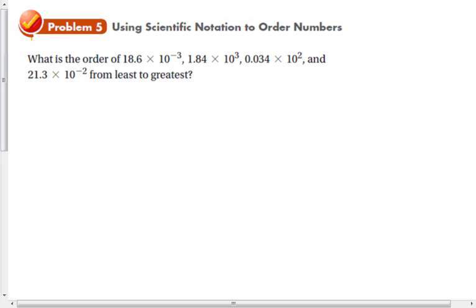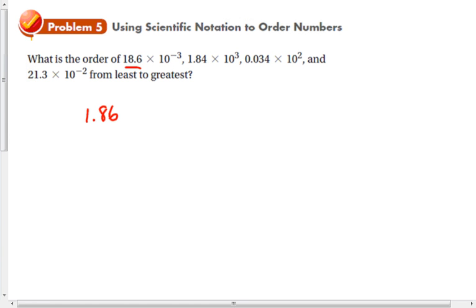All right, problem 5. We're going to use scientific notation again here to order numbers from least to greatest. These numbers are not written in scientific notation, so the first thing we want to do is put them in scientific notation. To be in scientific notation, this first number has to be greater than or equal to 1 but less than 10. So I'm going to make that 1.86.